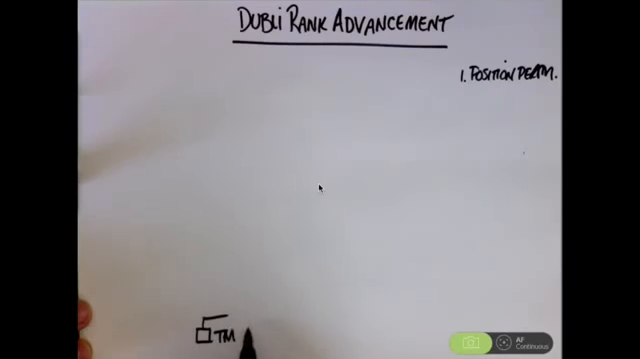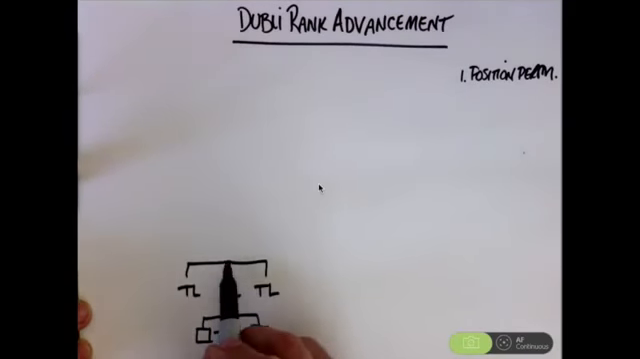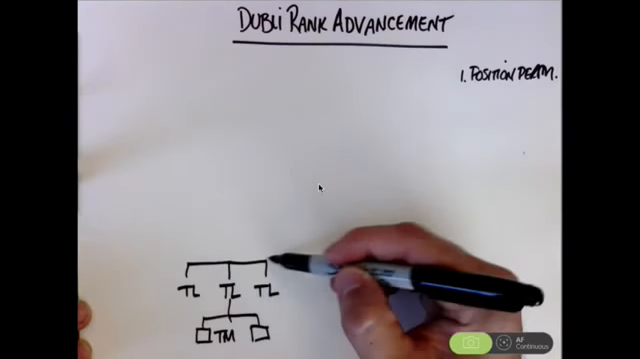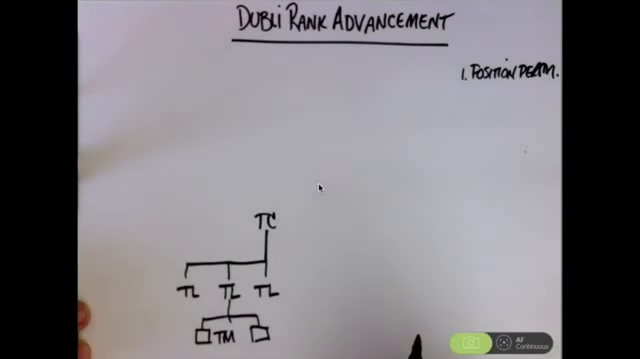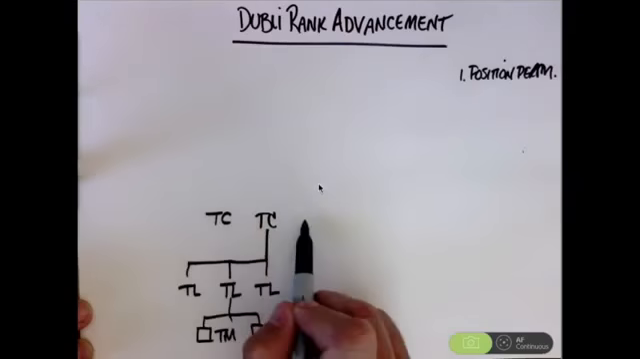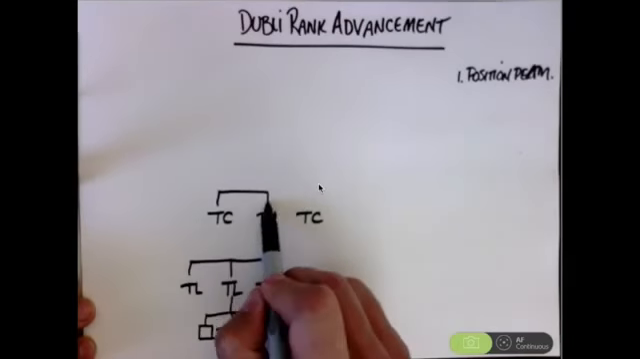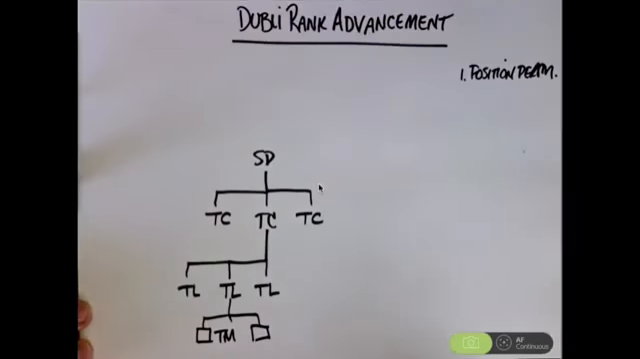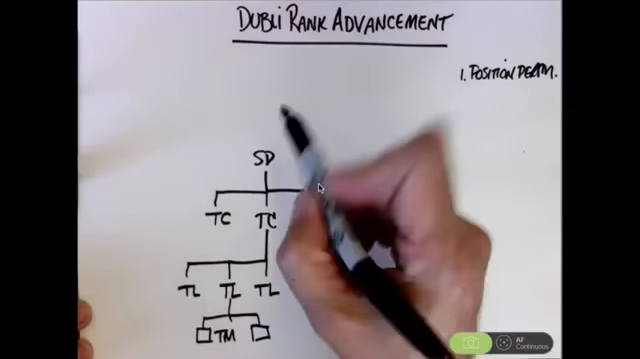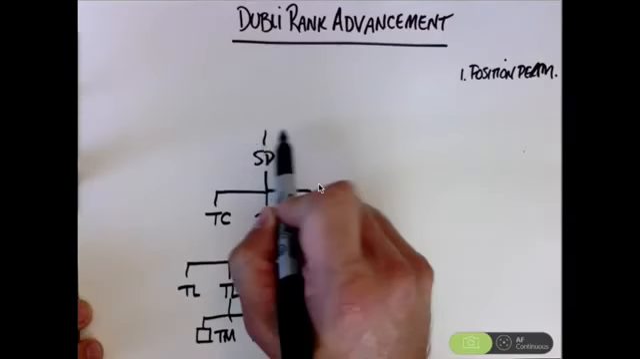Now, if you have 3 team members, okay, that creates a team leader. If you have 3 team leaders, that creates a team coordinator. 3 team coordinators creates a sales director. Sales directors. You need 5 sales directors to be a vice president.